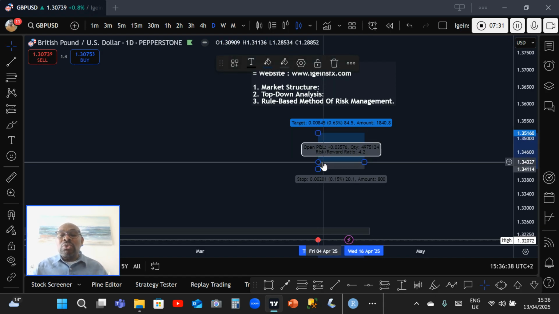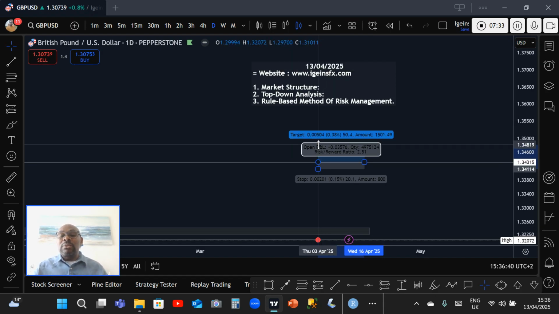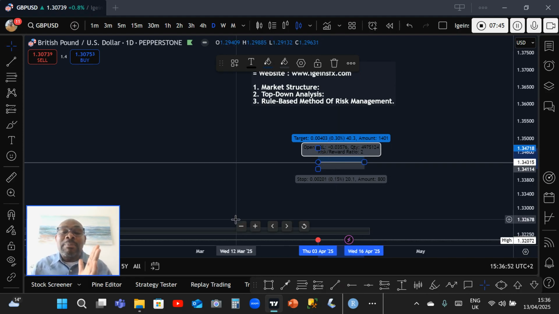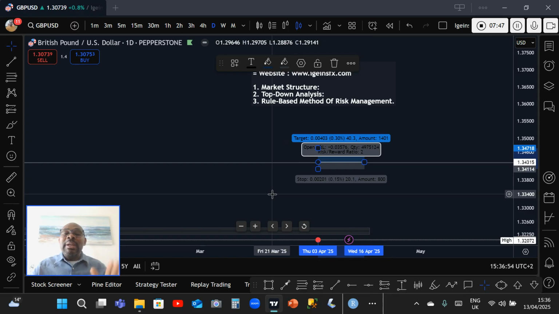So that is 2 to 1. It's very simple. This is 40, this is 20, 2 to 1. All right. That is risk management. That is how to apply a rule-based method of risk management.